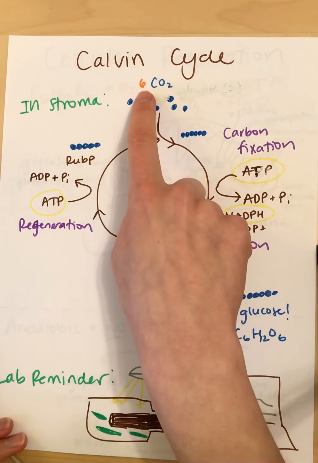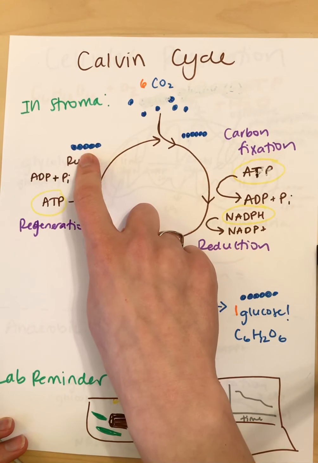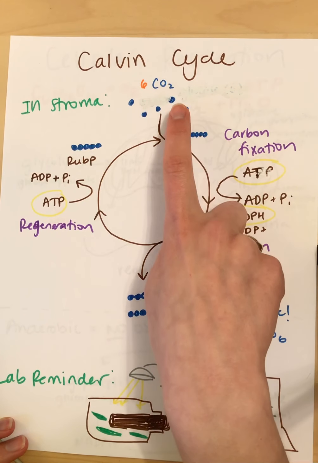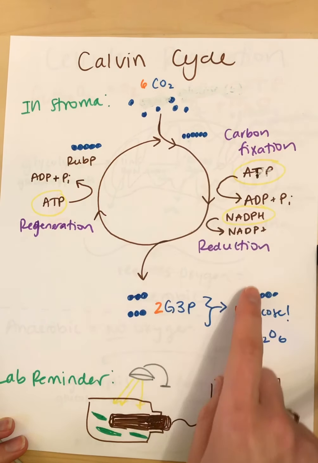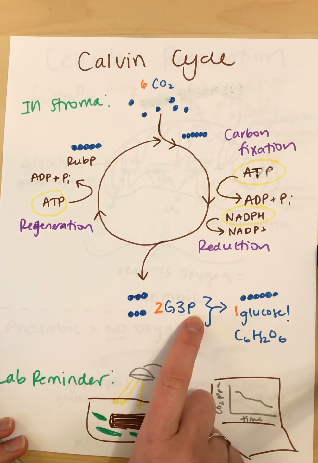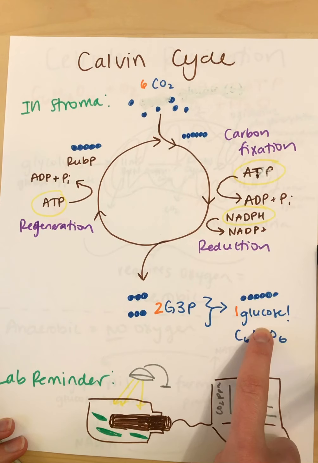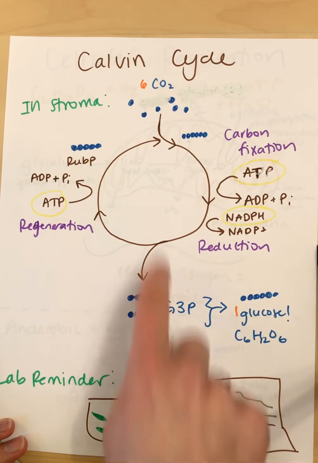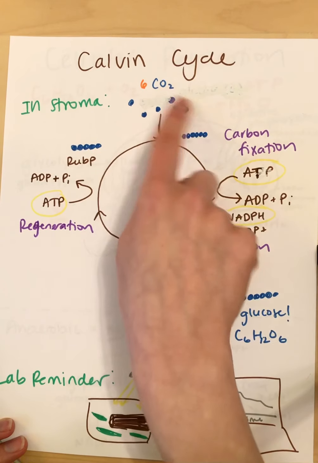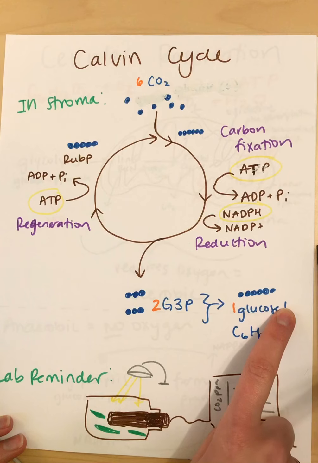So for every 6 carbon dioxides that go in, we'd have 6 carbon molecules made through carbon fixation. For 6 in, we get 2 G3Ps out, and those 2 G3Ps combine to make 1 glucose. So we can kind of follow the number of carbons. Each CO2 has 1 carbon, so that 6 carbons in makes 2 G3Ps, which makes 1 glucose.